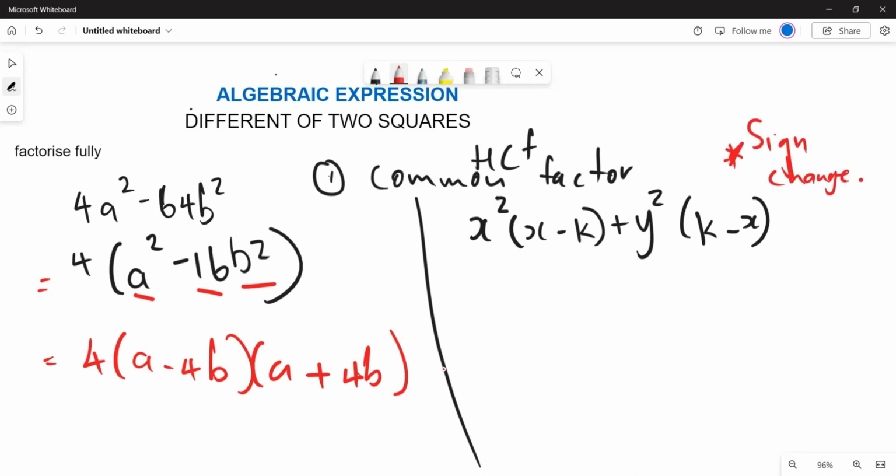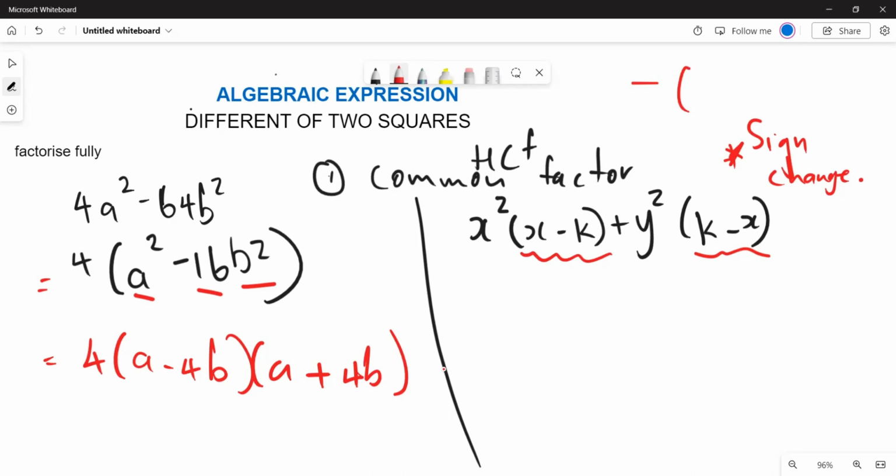Why are you going to do a sign change? Remember, if you look at x subtract k and this one is k subtract x, can you see that these two things are different? Which means we need to make these brackets the same. How can we make this bracket the same? For example, we can take out the negative there. So what are you going to have if you take out the negative?